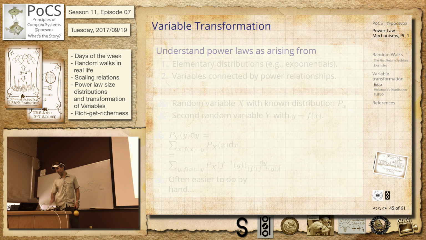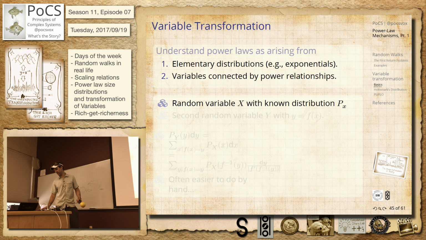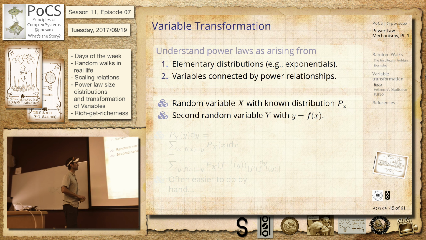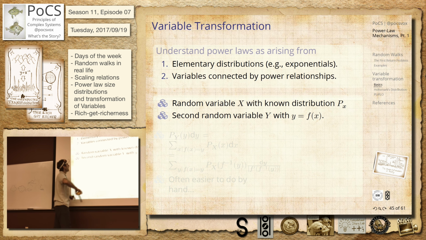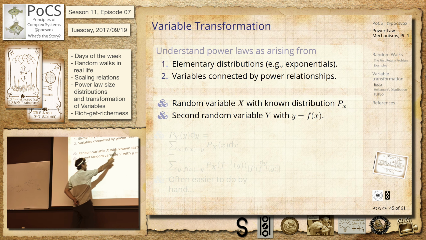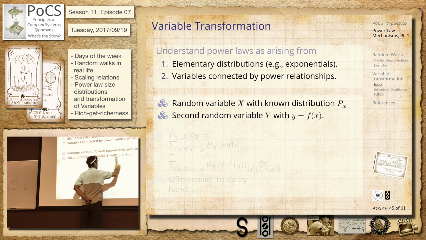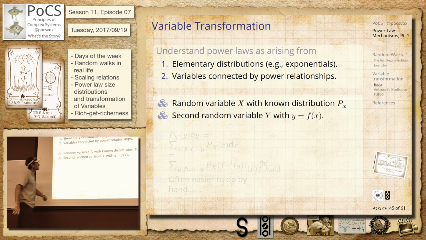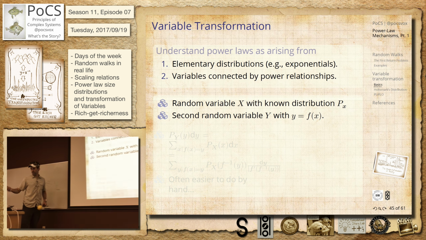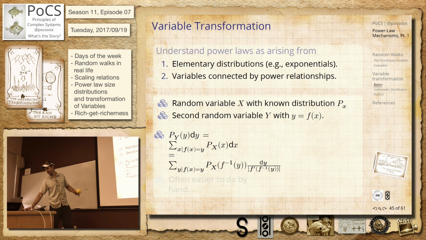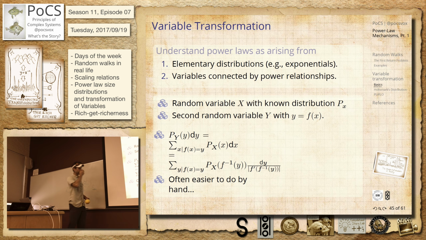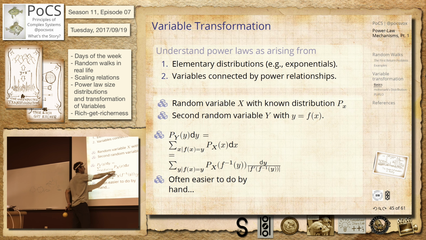Okay, so variable transformation. We've just seen an example of it. And here's a more abstract thing, and we'll get to an example. So we've got some random variable x, it's got some distribution, p of x. We've got some connection to y, right? So y is some function of x. And this is what we did with the example of river networks, right? This is the general statement for it.